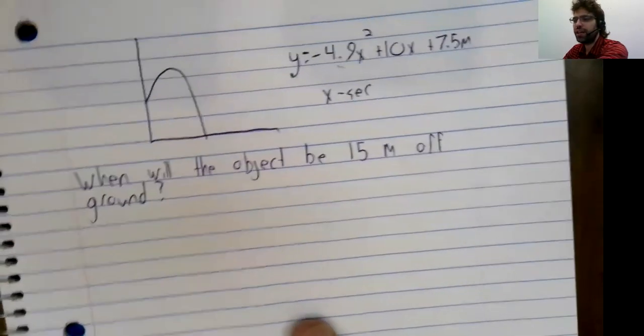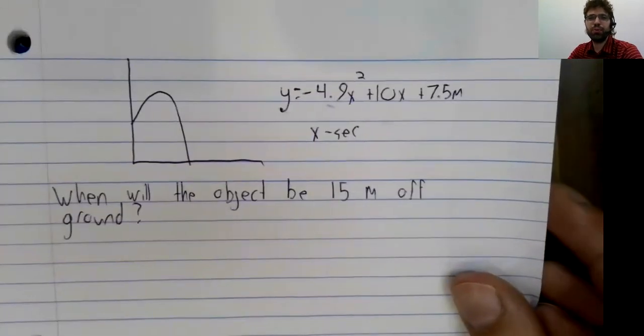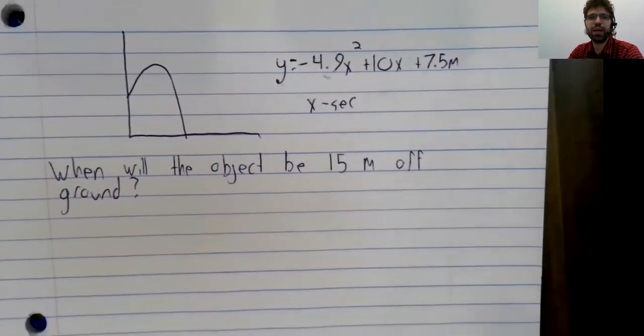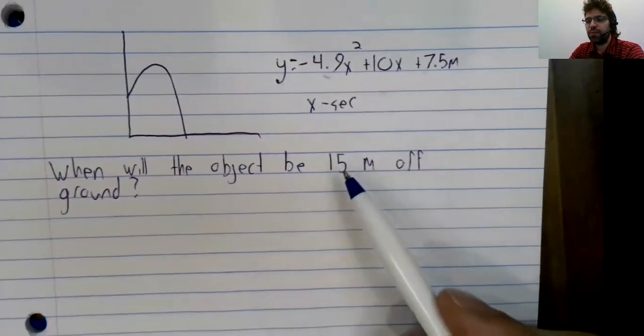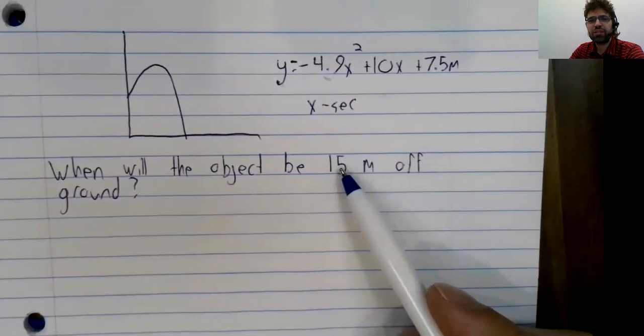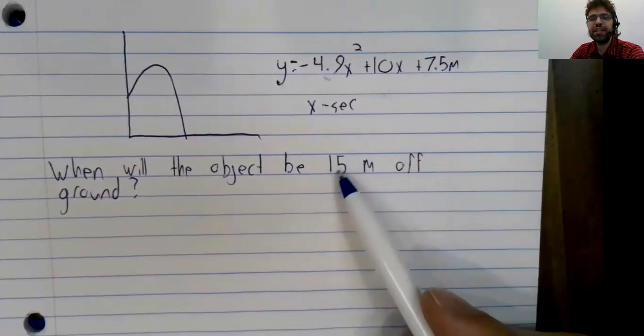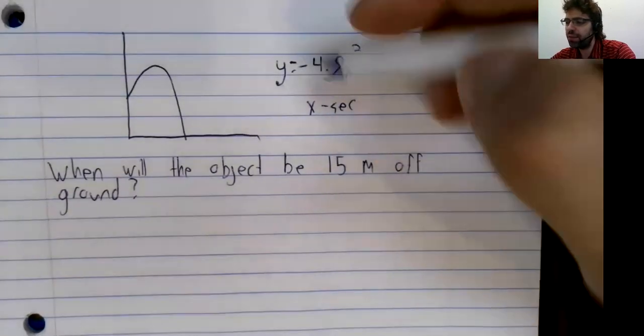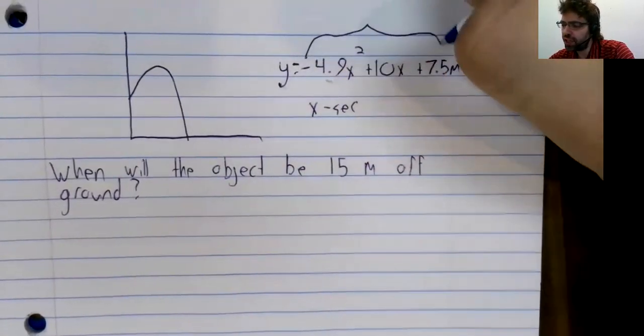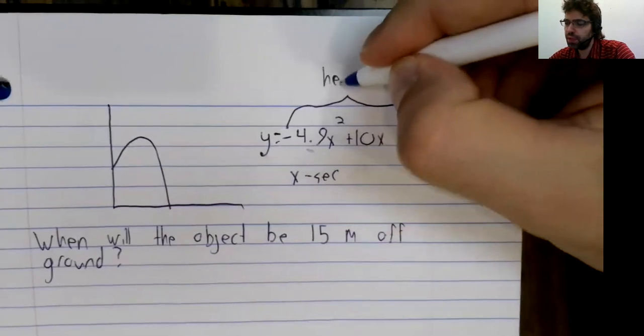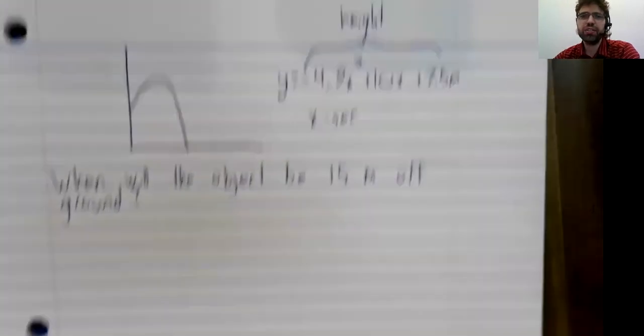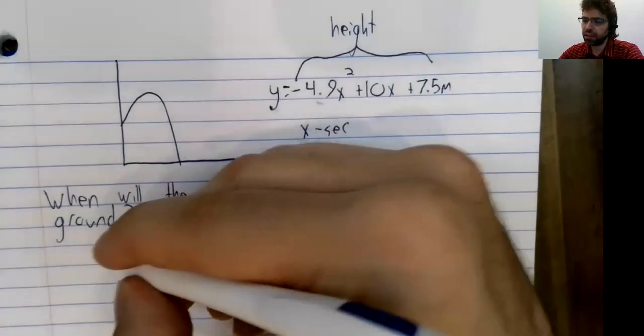Hello again. So we're going to look at one more example involving the quadratic formula. We are still looking at this same example we've looked at a few times by now. This time we're asking when the object will reach 15 meters. Remember, this equation is the height of a thrown object.